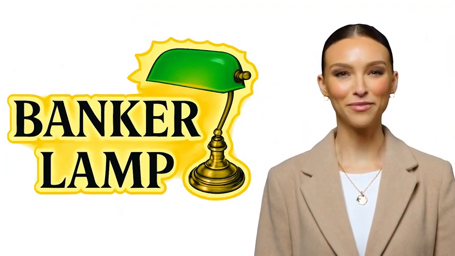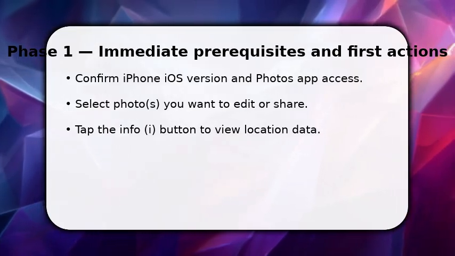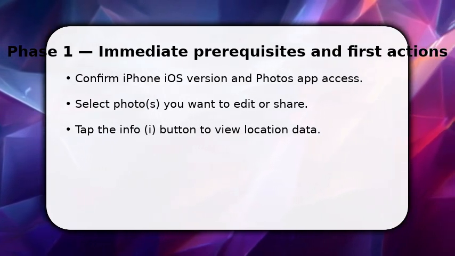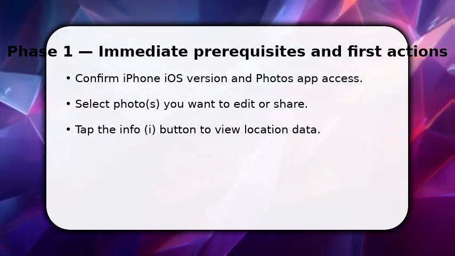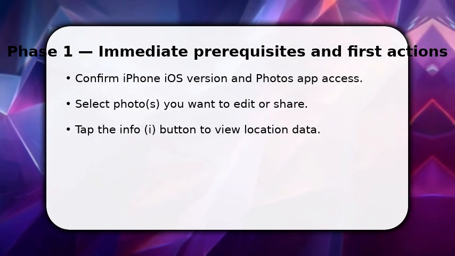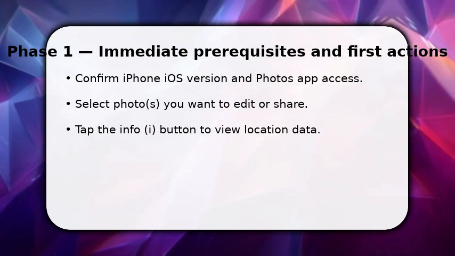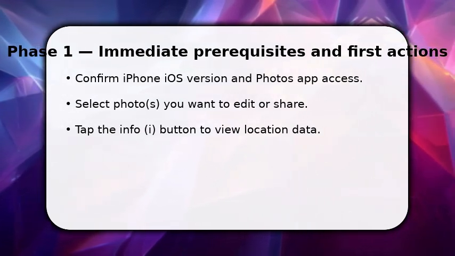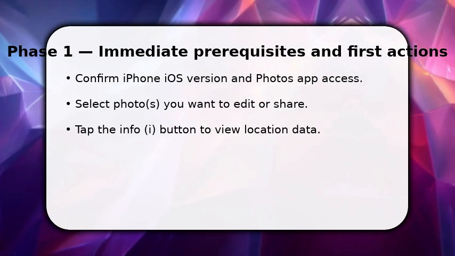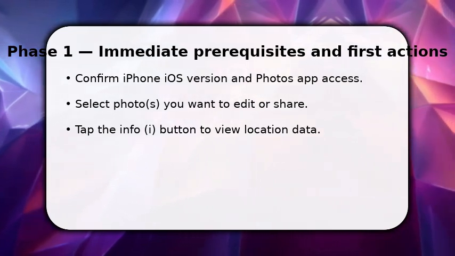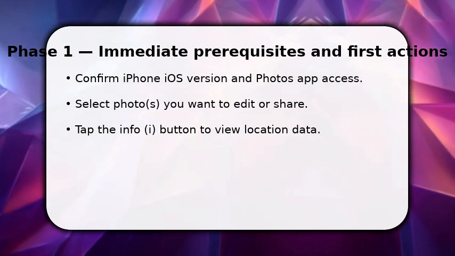Please enjoy the video. You begin by confirming your iPhone is unlocked and running a recent iOS. This ensures privacy controls behave predictably. Open Photos and navigate to the image you want to strip location from, then tap the Info button to reveal map details. You're checking where data is stored. Once done, choose Edit Location or Options.